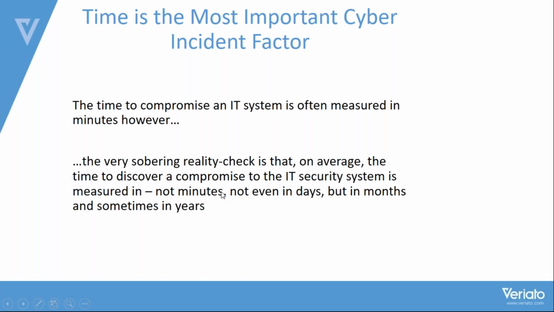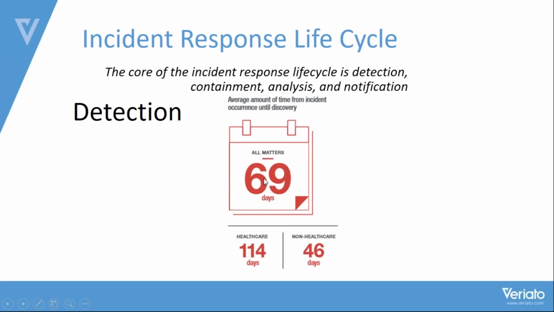Now let's take a look at response and how that works. So this is what I call the incident response life cycle. So the core of incident response lifecycle is four things. We have to detect it, we have to contain it, we have to analyze it, and then we have to notify people about it. And yeah, you do have to tell people. I have to tell you that.